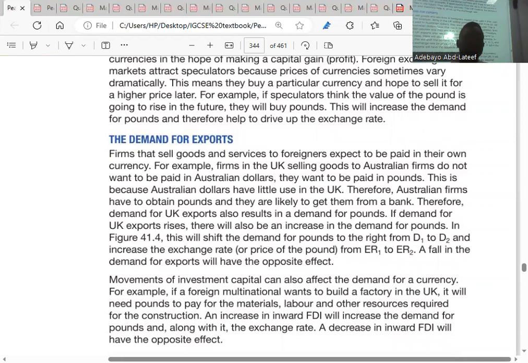Do we get the point here? Yes. An increase in the export of a country would definitely increase the price of its exchange rate, would increase the value of the country's exchange rate.